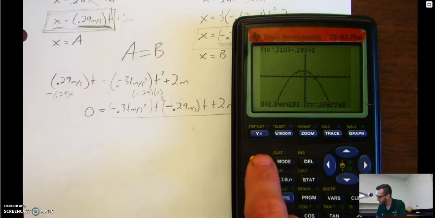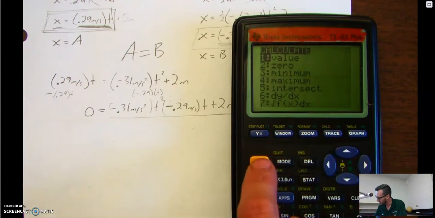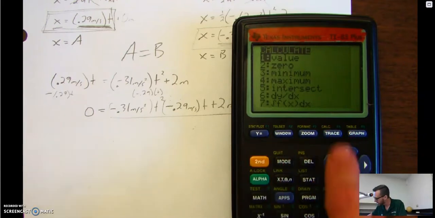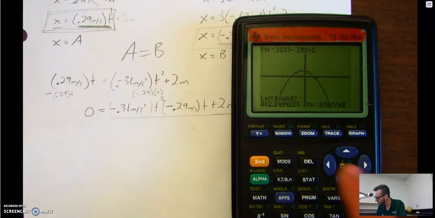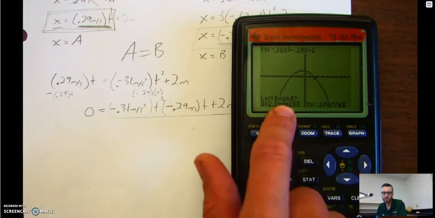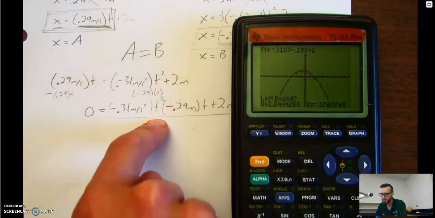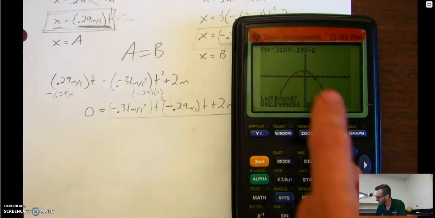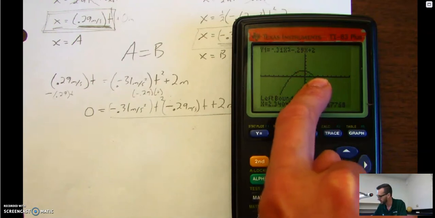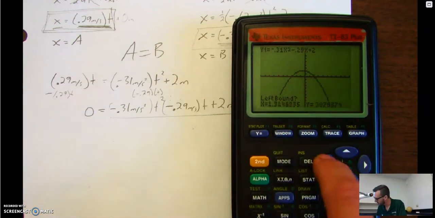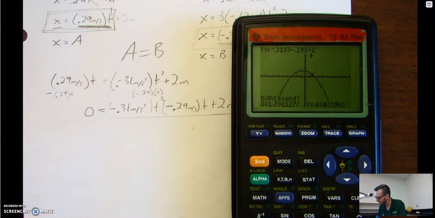But the better way to do it is to hit second calc. All right, so I did second. You see the little calc up there, and you're going to go to 0. And what this is going to do is the calculator is going to ask you 3 questions. It's going to say, hey, where's a spot on your function that you just graphed based on our equation? Where is a spot on the function that is to the left of where you expect that it's intersecting at y equals 0? You're going to go ahead and say, hey, this is to the left of that intersection.